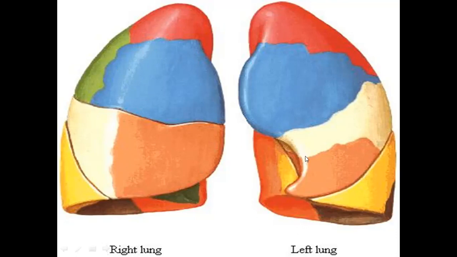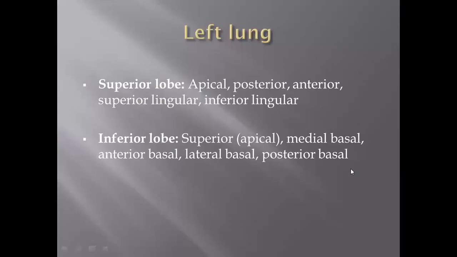Same way for the left lung, we are getting 10 bronchopulmonary segments. And the difference is that here it has upper lobe and lower lobe. Only 2 lobes are present for the left lung. Accordingly, we are getting the bronchopulmonary segments for the left lung.